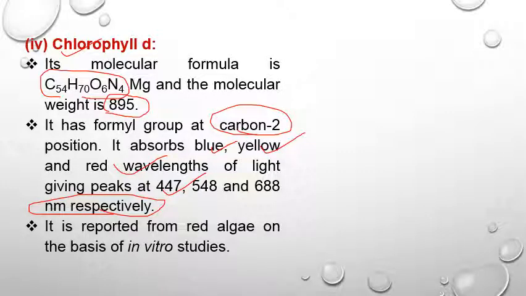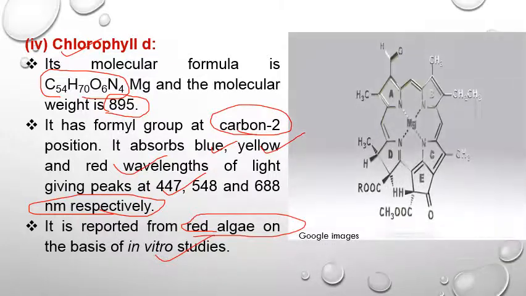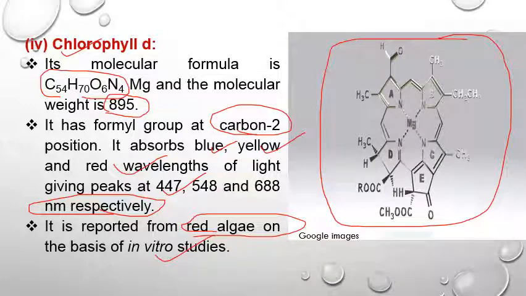It is reported from the red algae. So this pigment is present in red algae, by using some in vitro studies that we have found that chlorophyll D is present in case of red algae that we have already discussed. So this is the picture of chlorophyll D.